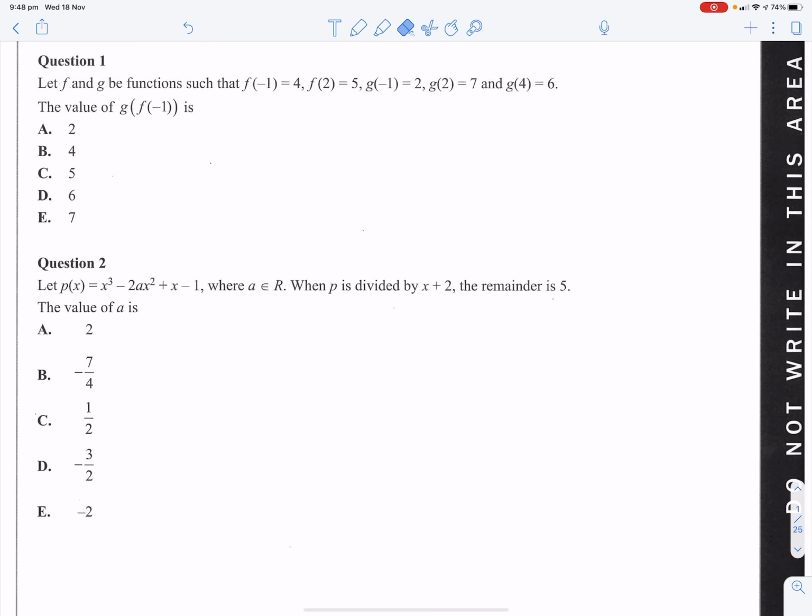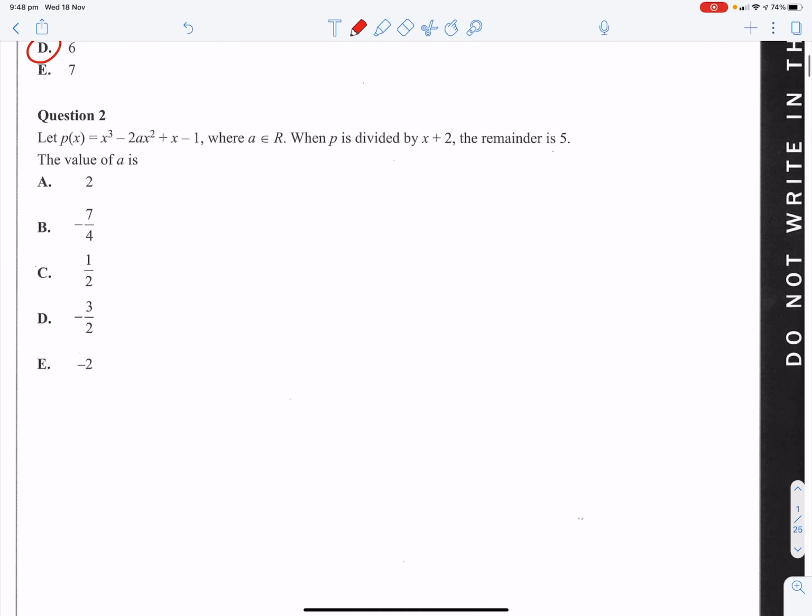We've got two functions, their x values and their y values. We want to find g of f of 1. We know f of 1 is 4. So we want g of 4, which is 6. Nice easy one to start.